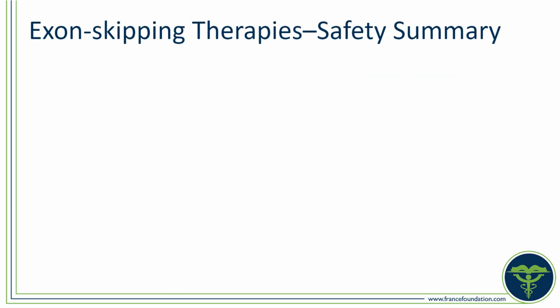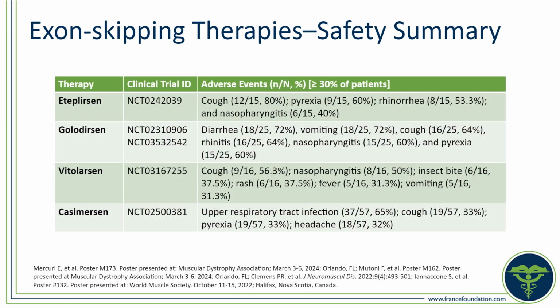So then if we look at exon skipping therapies from a safety standpoint, here we see all 4 agents listed. We see that there are adverse events, of course, recorded in all patients treated with these therapies. I should mention they are all given IV once weekly. We do see, however, that most of these are adverse events, which are quite common occurring in pediatric patients. And it has been my personal experience that these are very well tolerated agents.